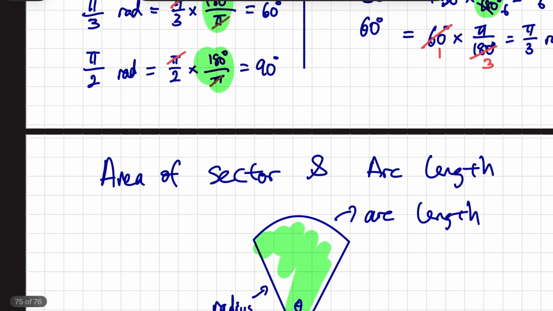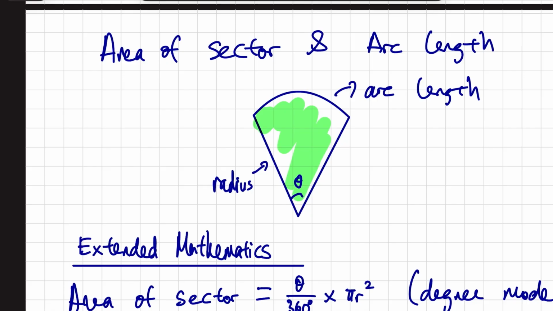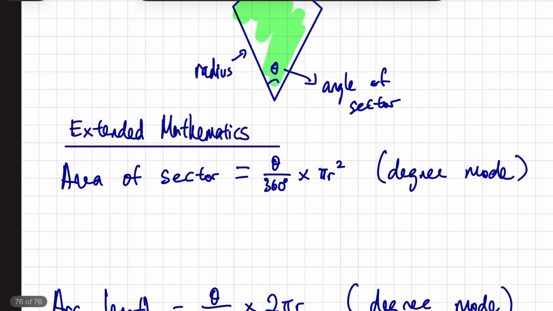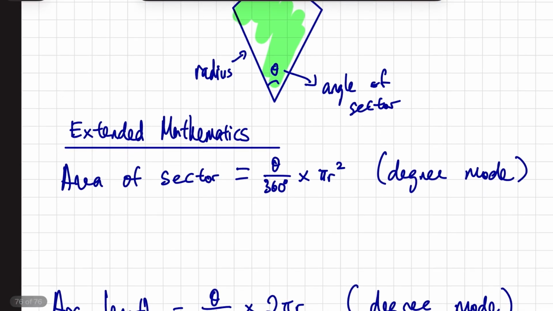Now, the last part to this is we're going to look at the area of sector and arc length. A sector is just like a piece of a circle, a slice of it in a sense. The sector is governed by the angle itself. This is the angle of the sector. We call it theta. You have learned that in extended math as well, and we know that the area of sector in extended math is theta divided by 360 times pi r squared. So it's like a portion of a circle times the area of the circle.